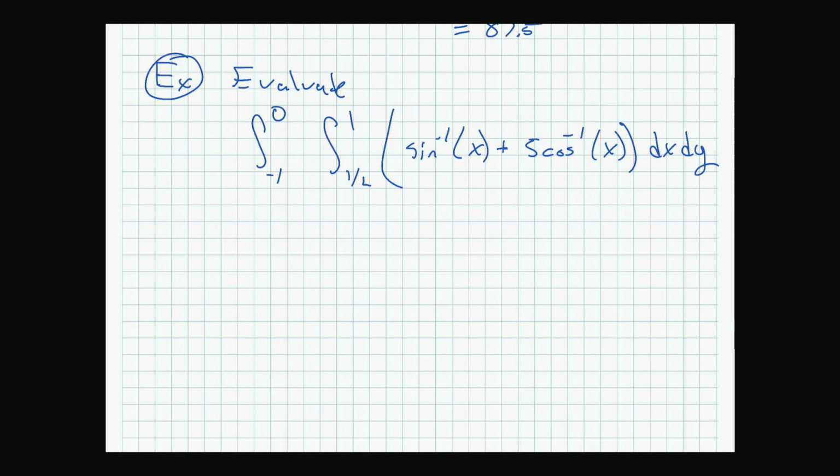Okay. So if we're going to evaluate this, right? So solution, -1 to 0. And then, right, you've got this whole y integral. But what we've got to do is find the antiderivatives of sine inverse x and 5 cosine inverse x.